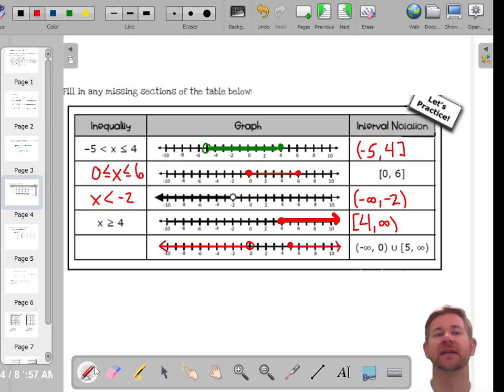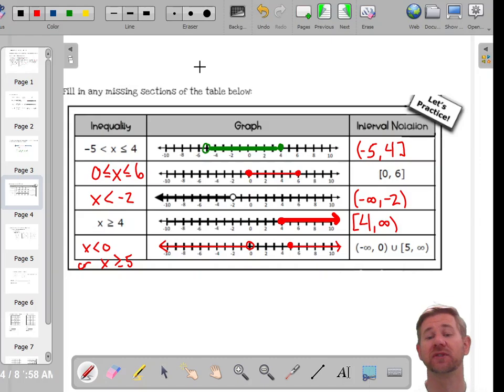To say that as an inequality, it's going to be two statements. We're going to say x is less than 0 or x is greater than or equal to 5. Notice you can't write that as one inequality. There are no numbers that are both less than 0 and greater than or equal to 5. Okay, so that's number line inequalities in interval notation.